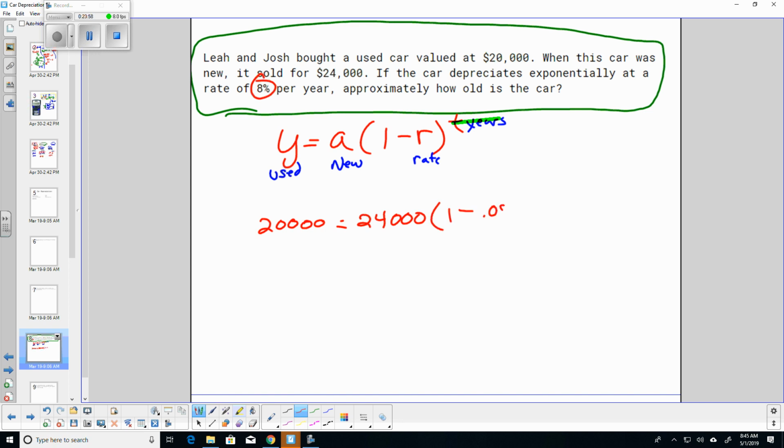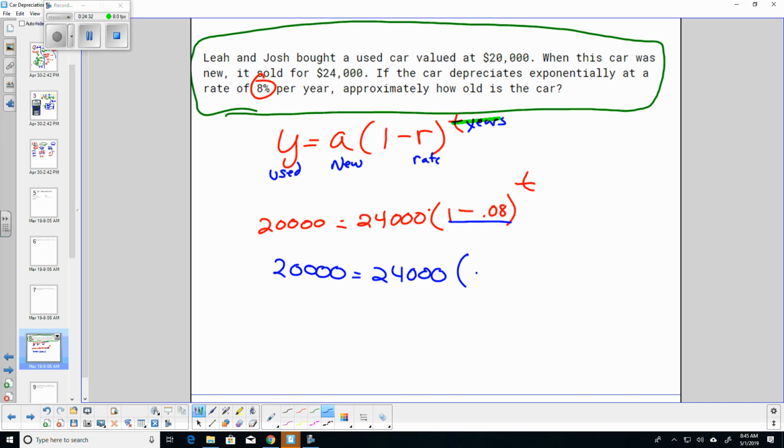Now, what I like to do in these problems is collapse it as much as I can possibly before moving on. I also like to put a little symbol there to remind myself that I'm multiplying. So the first thing I would do is collapse these two pieces together. So 20,000 equals 24,000 times (1 minus 0.08, which is 0.92) raised to the T. I also put that symbol there to remind myself that they're being multiplied.